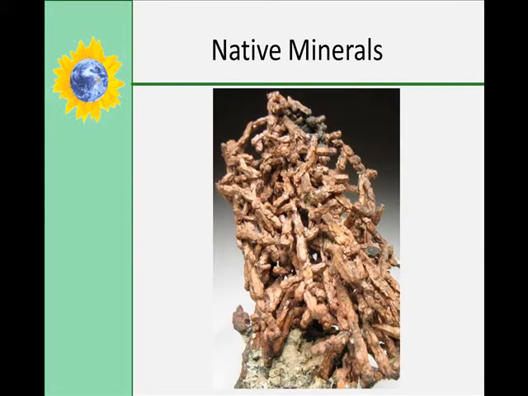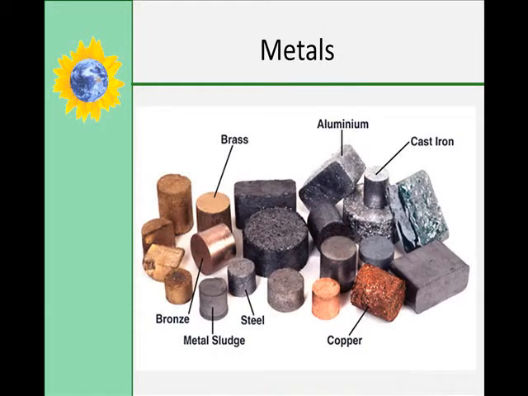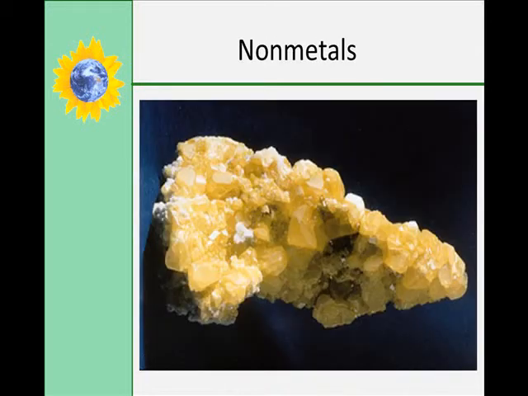Native minerals are minerals that are made of only one kind of element. In the case on this picture, it's copper, but titanium could be a native mineral. Gold is a native mineral. Those are the kinds of things. And usually when you think of metals, they're very often native minerals. Most elements that are minerals are also metals. And metals are good conductors of heat and electricity. However, many minerals are also nonmetals. Nonmetals are good insulators of electricity and are on the right-hand side of the periodic table. This is a mineral called sulfur.